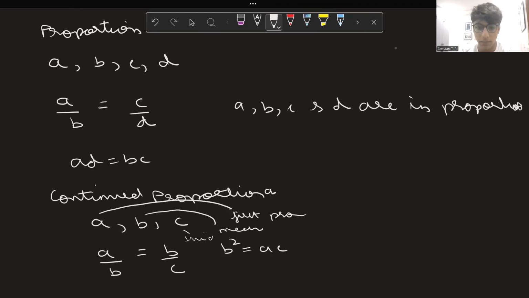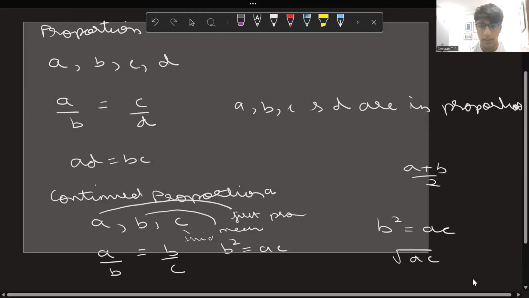Another thing I would like to bring to your attention is that we've simplified the continued proportional expression to B square equals AC. Also remember that the arithmetic mean between two numbers is their sum divided by two, like their average. But the geometric mean is the root of the product. So if you have two numbers A and C, their geometric mean is the root over AC. That's just something I wanted to tell you before we move on. I think that's enough, and we can start with the questions.